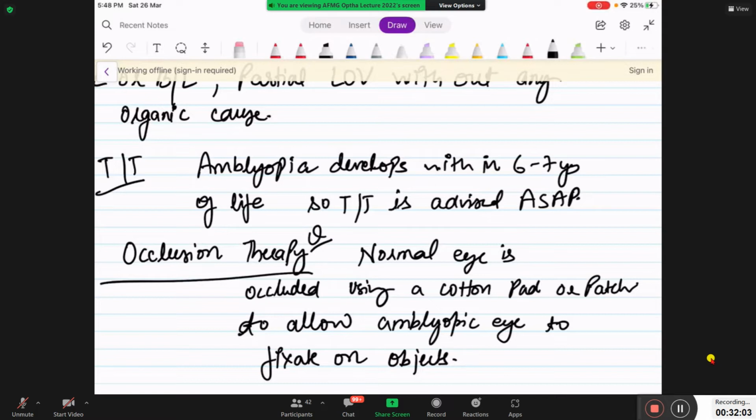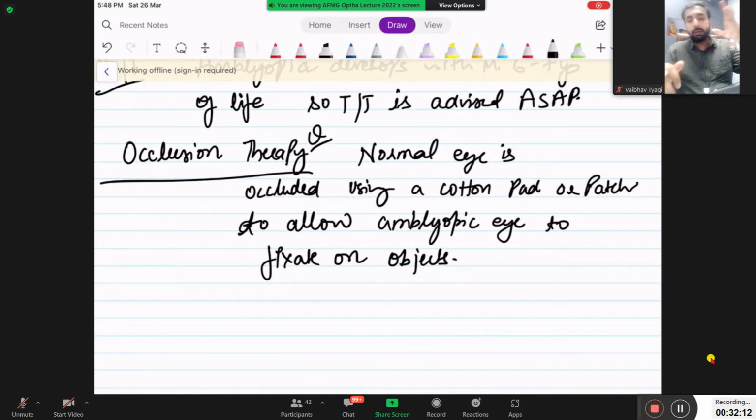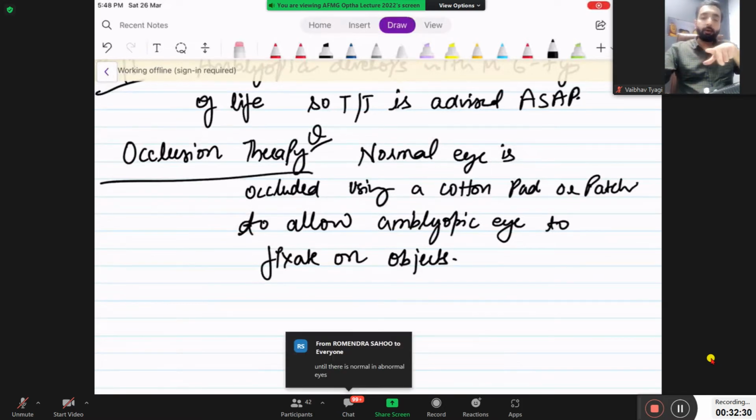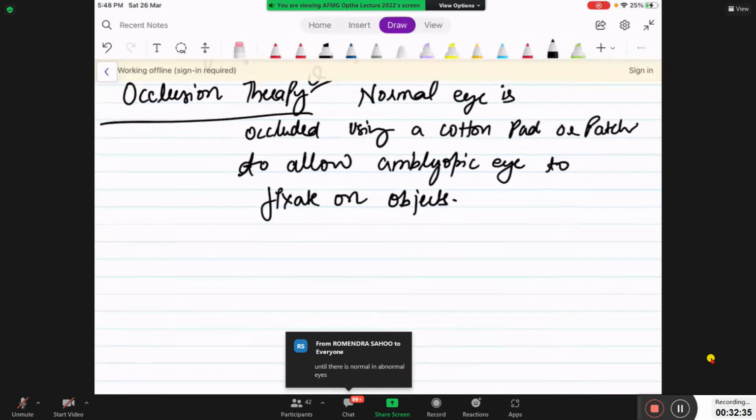Now you will tell me for how many days I will patch the normal eye. I will patch the normal eye permanently? If I do so, my normal eye will become amblyopic after a few months. So for how many days is patching done for the normal eye? There is a formula which you should remember for how many days patching or occlusion is done.